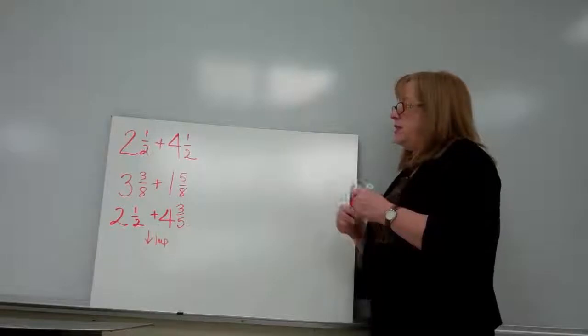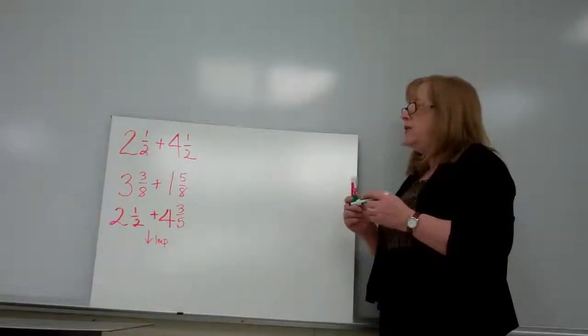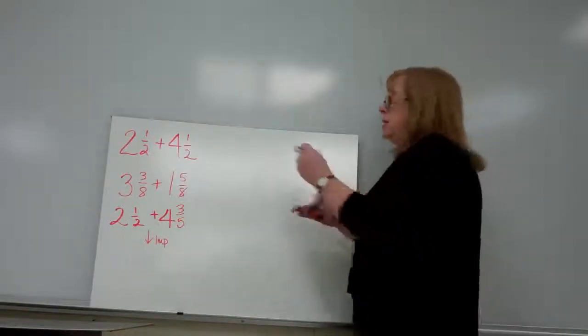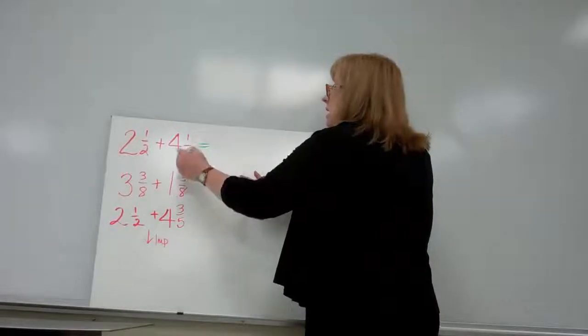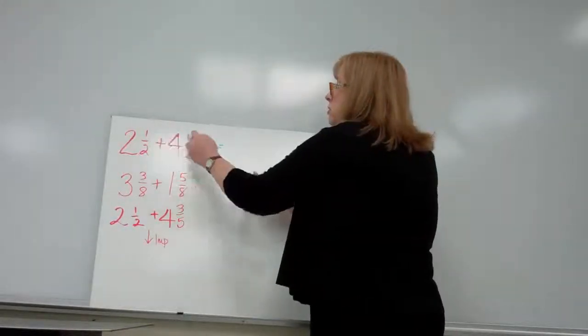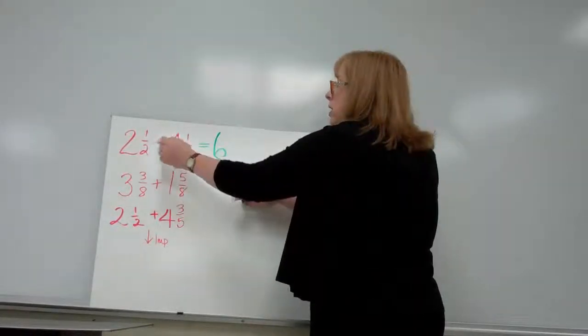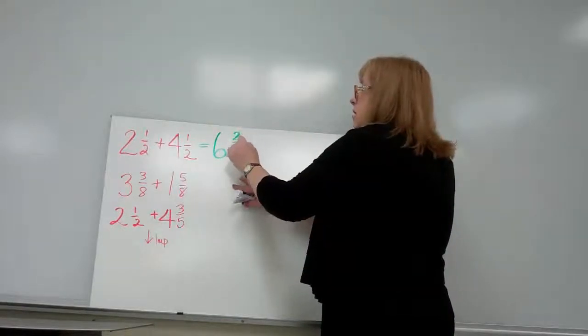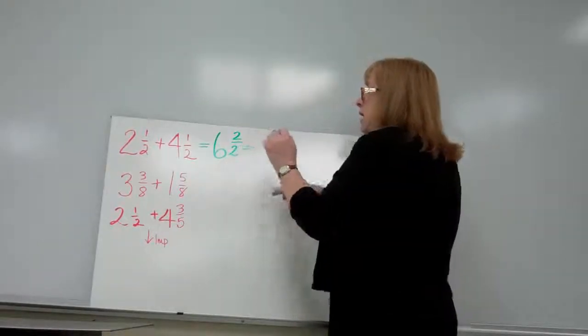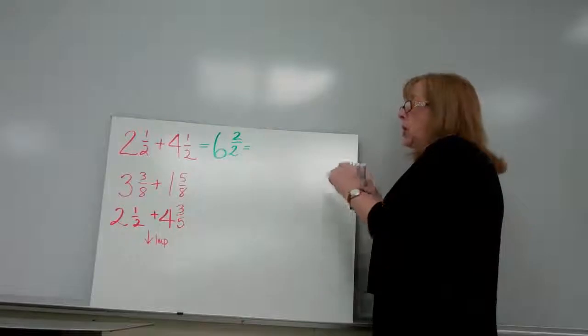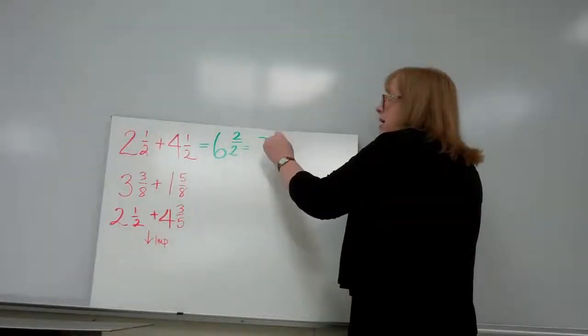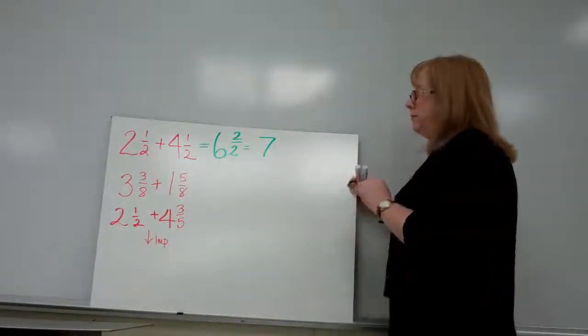All right, in our first example, again, we have a common denominator. So what I can do is add the whole number part: 2 and 4 is 6. 1/2 plus the second half is 2 halves, and 2 halves is a whole 1. So I add that and I'll have a total of 7.